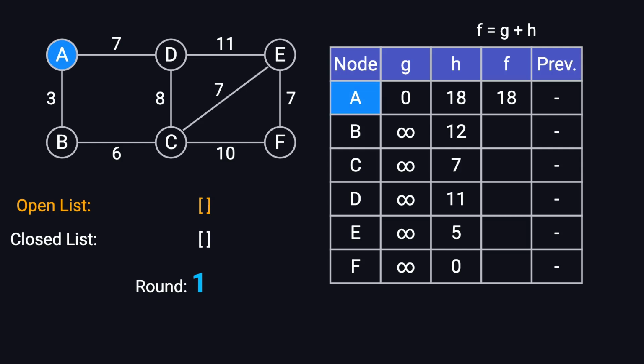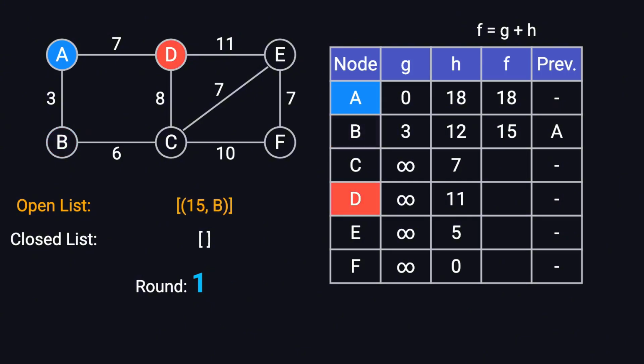A has two neighbors, B and D. First, let's look at B. The distance from A to B is 3, so B's G value becomes 3. Its H value is 12, so the F value is 3 plus 12, which gives us 15. We set A as B's previous node and add 15B to the open list.